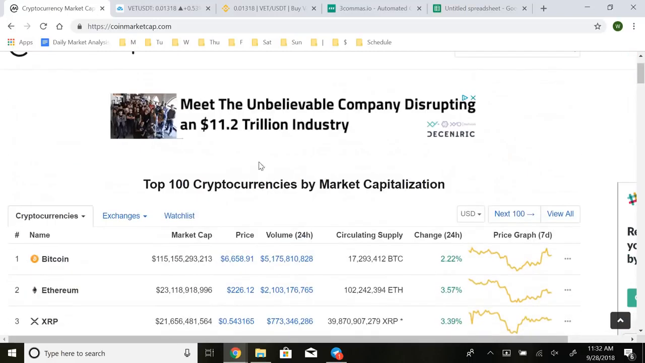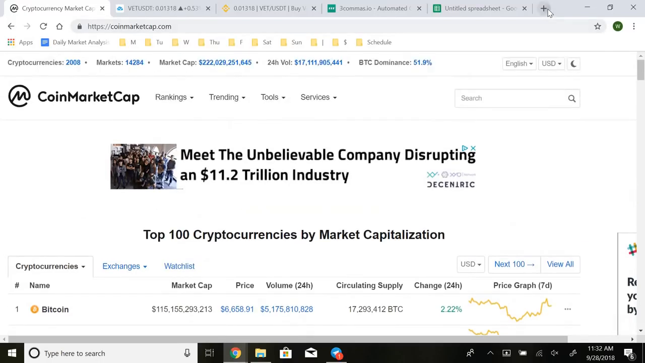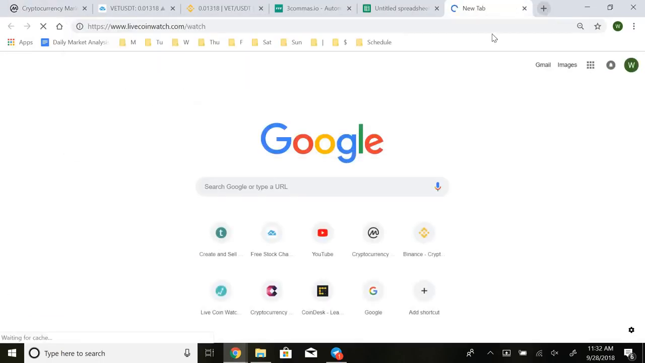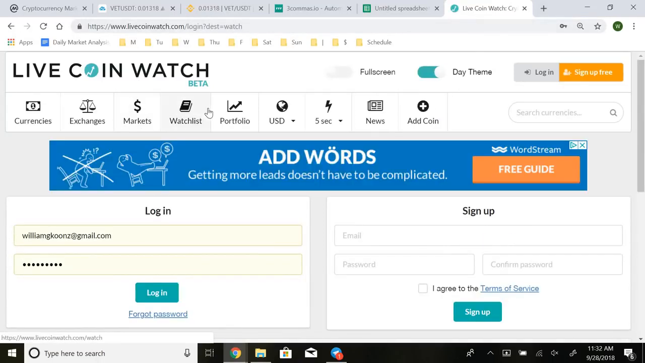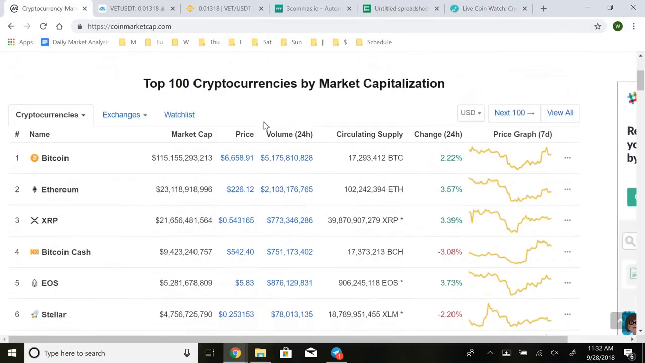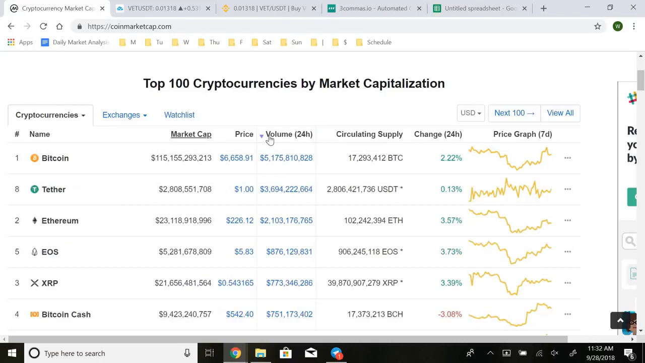Now that we've done that, what you want to do is make a watch list. You can do this on CoinMarketCap or on Live Coin Watch, which is the website I use for my watch list. On your watch list, you're going to be sorting by volume every day. I'm not going to show you my watch list because that's for my private group, but every day you want to sort by volume. We discussed this in the first video, and I'm not going to repeat the reasons why.